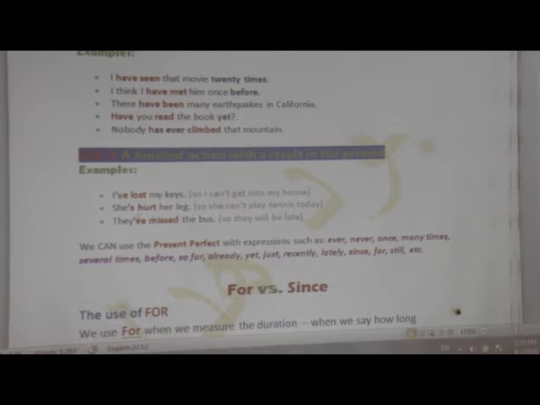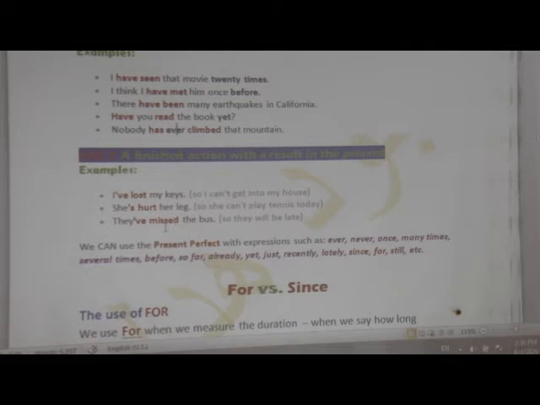Now, "she's hurt her leg". She's hurt her leg. She has. This is the abbreviation, or the contraction form, of "she has". "She's hurt": so this is the third form of the verb hurt. She's hurt her leg, so she can't play tennis today.